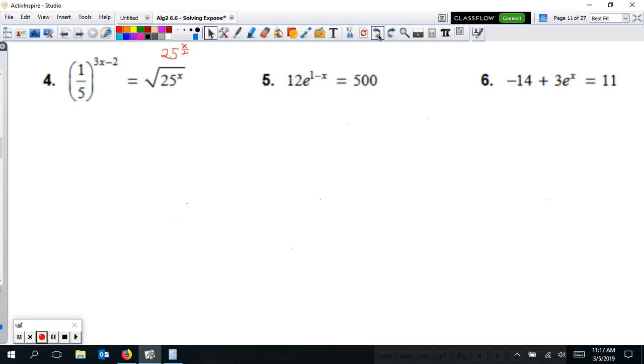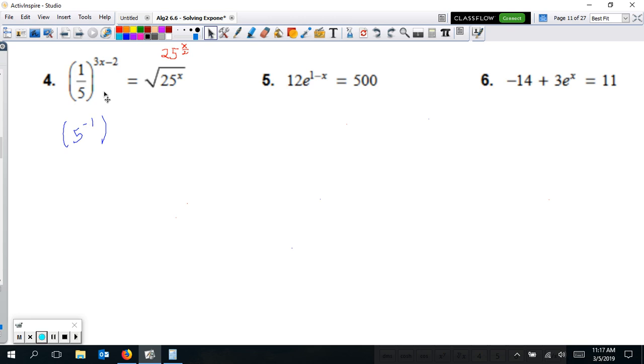So we can just do that real quick and see that this, square root of the 25 to the x, really is the same thing as this, 25 to a fraction exponent of x over 2. And now we can try to change the 1/5 into a 5. This could be base 5. 25 also could be base 5. 1/5 could be base 5 with a negative 1, right? Because negative 1 is going to flip it. So 5 to a negative 1 is the same thing as a 1/5.